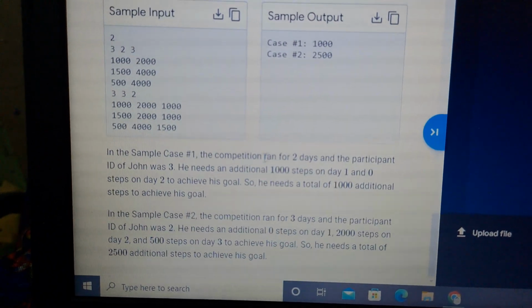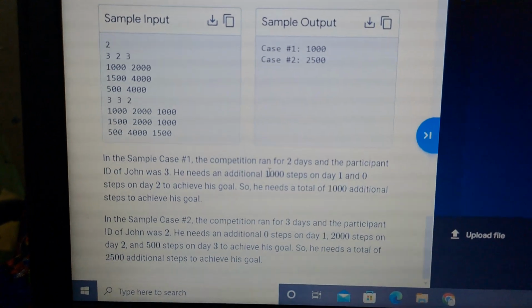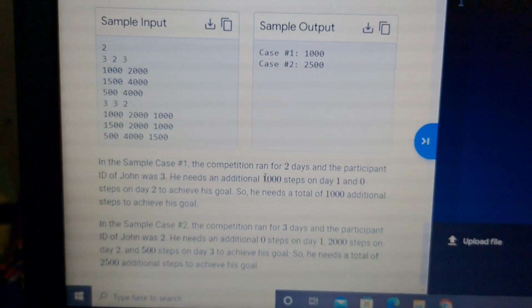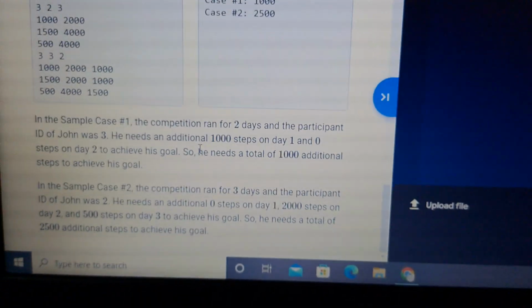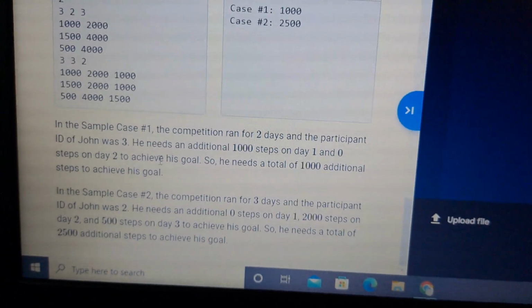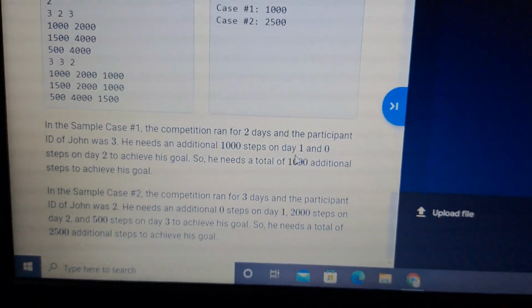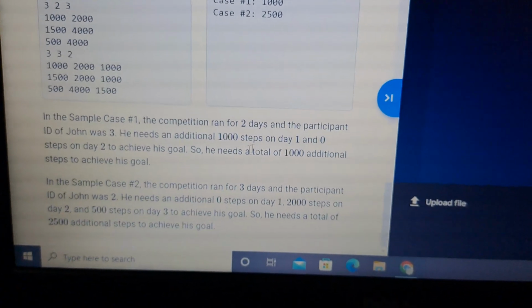In sample case #1, the competition ran for 2 days and the participant ID of John was 3. He needs an additional 1000 steps on day 1 and 0 steps on day 2 to achieve his goal. So he needs a total of 1000 additional steps to achieve his goal.